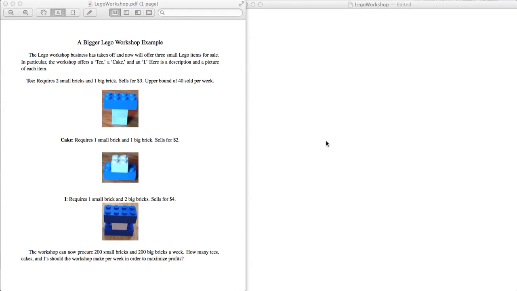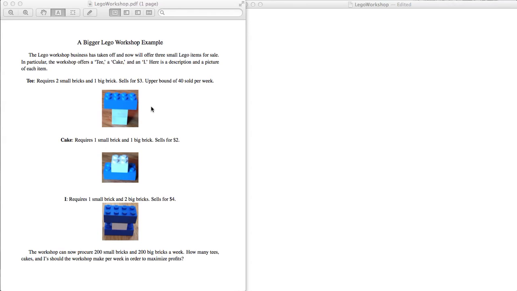Today what we're going to be looking at is modeling a bigger LEGO workshop example as a linear programming problem. If we look at the left side of the screen right now, it has brought up the workshop example that we are interested in. Basically, we run a LEGO workshop, we produce small items, and then we sell them. There are 3 items that we're currently interested in making and possibly selling. And we have a description and picture of each of these items.